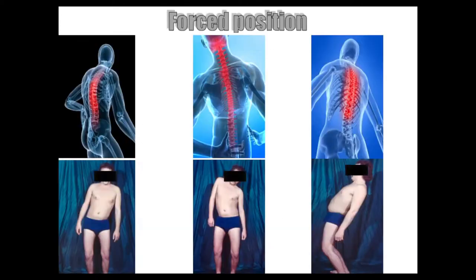We call it antalgic position or antalgic posture, or another name, forced position. It is a special position which the patient uses to reduce pain. Take a look. Usually, patients have a lateral bending to the side opposite to the side of compression. So if the patient has a compression of the right spinal nerve, he'll have bending to the left side. So the patient tries to increase the space for the nerve.